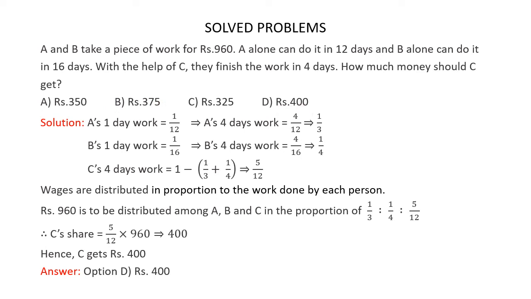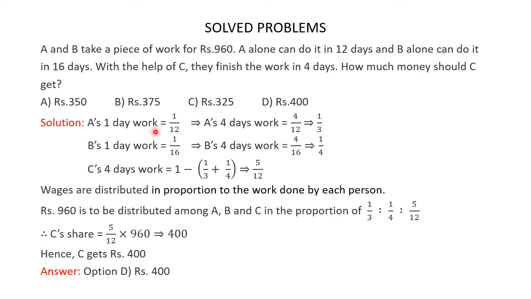Now it's given that A alone can do a piece of work in 12 days and B alone can do the same work in 16 days. So A's one day work is 1 by 12 and B's one day work is 1 by 16. It's given that with the help of C, they finished the work in 4 days. This means A, B and C worked together for 4 days and completed the work.